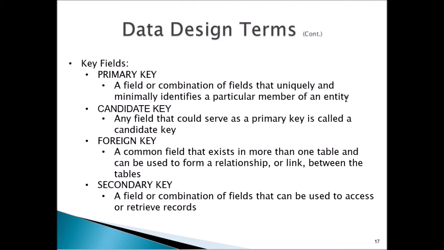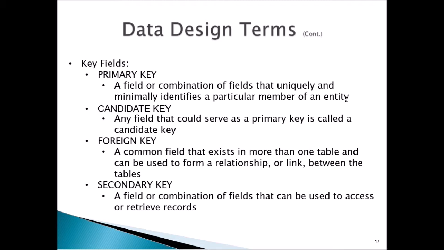A candidate key is any field that could serve as a primary key. So let's say you have a member ID number that's also stored inside the person file, or a subscription ID number that's stored within the person file. You're using the social number as the primary key, but you could also use that number. So that number or that value is known as a candidate key. It's not being used as the primary key, but it could be.